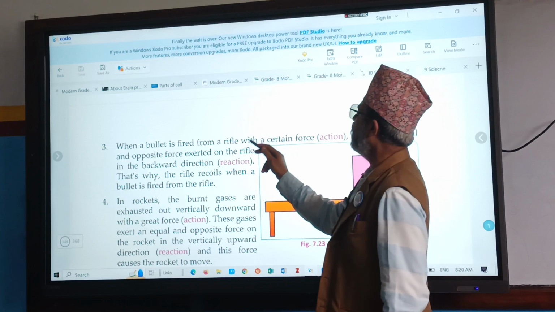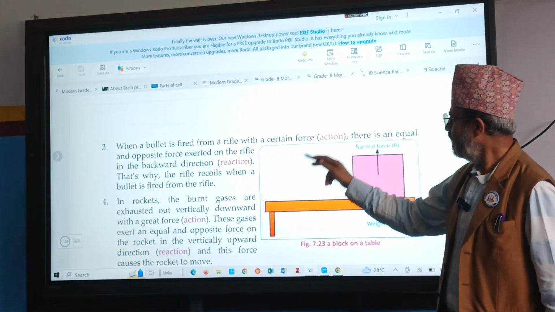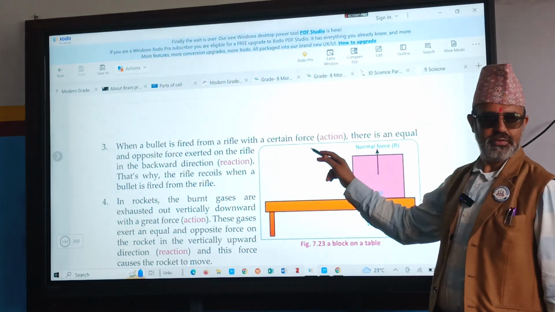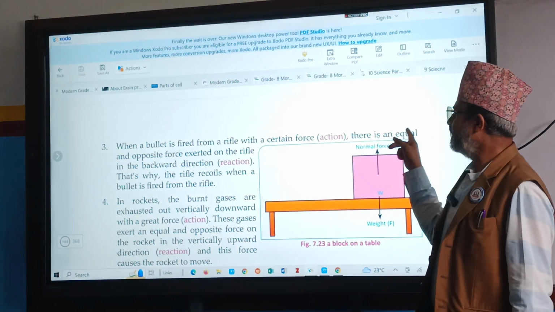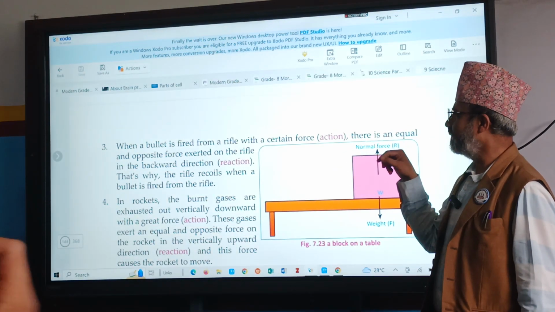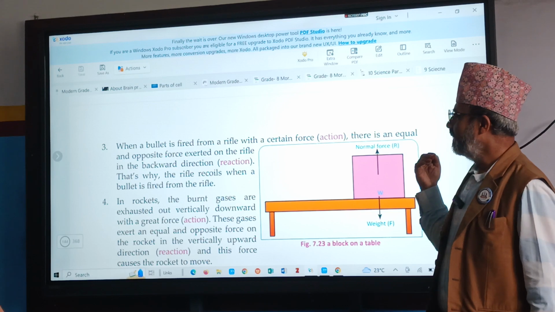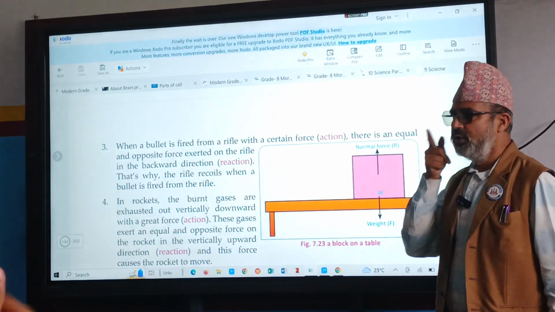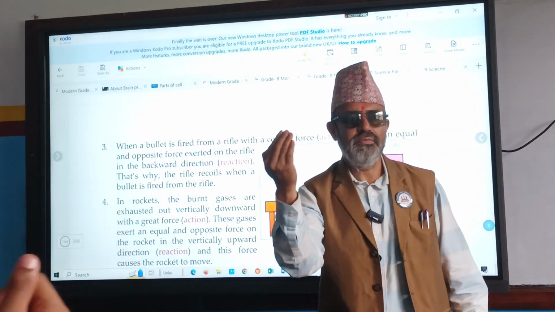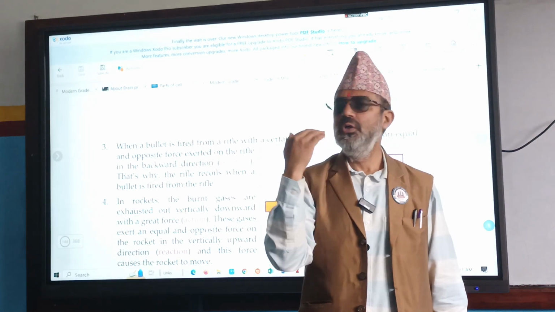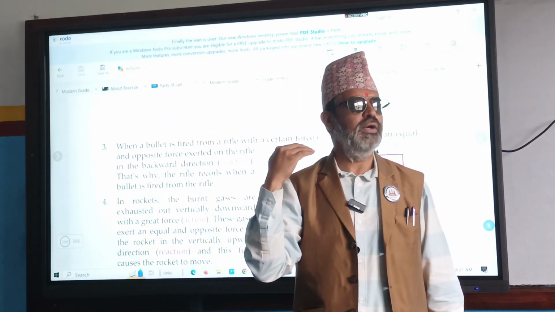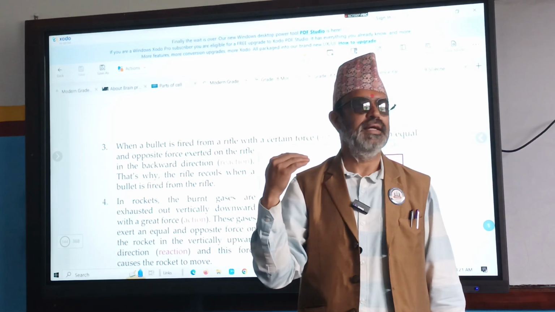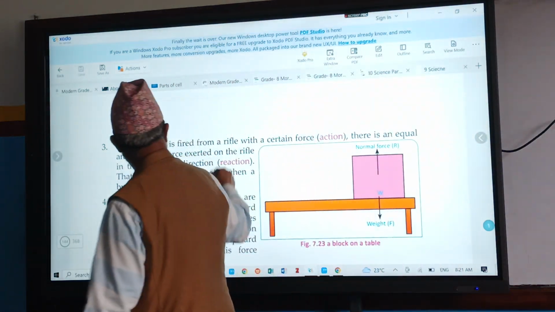When a bullet is fired from a rifle with a certain force, we apply some force. Yes or no? There is an equal and opposite force exerted on the rifle in the backward direction. That's why the rifle recoils. The bullet goes forward, the rifle moves backward. The bullet's movement is action, the recoil of the rifle is reaction. Action and reactions are there.